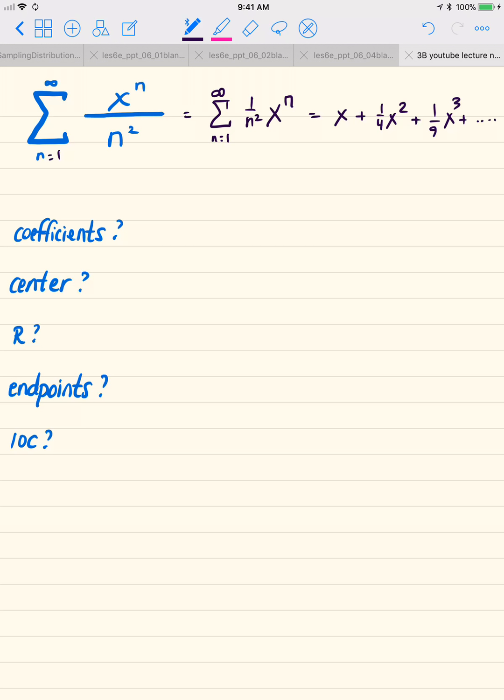dot dot. Okay, so my coefficients are going to be 1, 1/4, 1/9, 1/16, dot dot dot, and a formula for a sub n is 1 over n squared. What is my center? My center is going to be 0 because it's as though my terms are 1 over n squared, x minus 0 to the nth power. Right? So my center C is actually going to be 0.